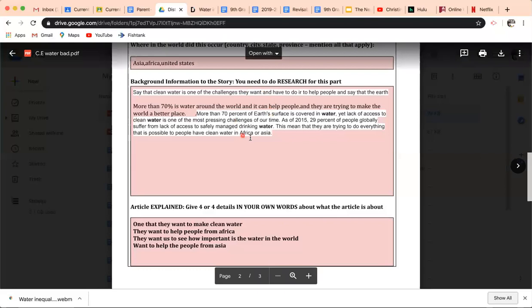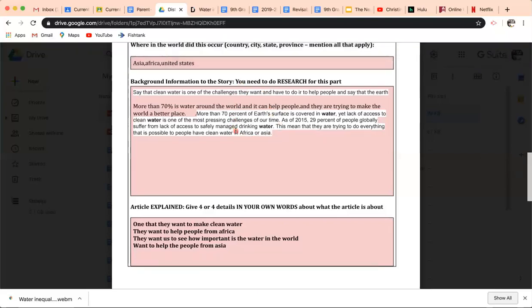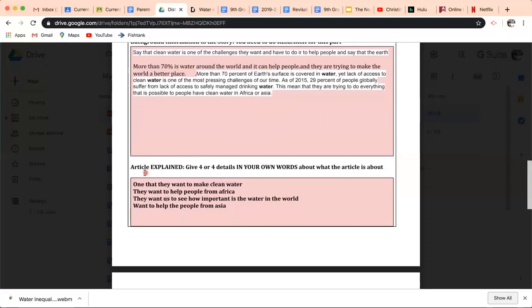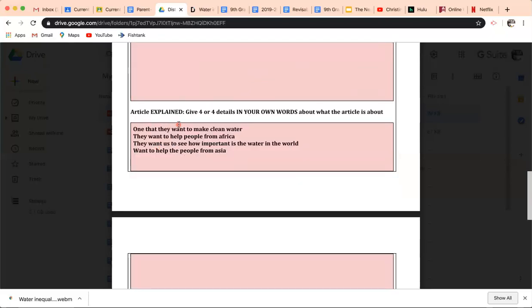This is not enough. Okay. This is actually below what I want. Okay. Article explained. All right, so this person did it in kind of a list formation, which I told you is fine. You don't have to do it in a paragraph, but you do need to put it in a full sentence and you do need to have it very specific and well developed.